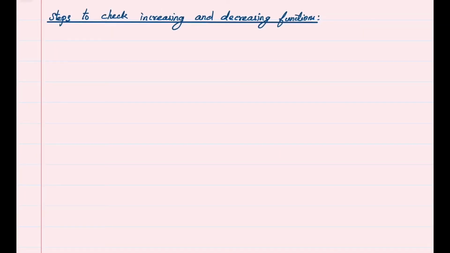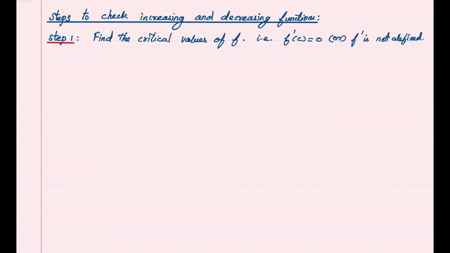Now let us see the steps to check whether the function is increasing or decreasing in the intervals of its domain. The first step is finding the critical values of the function f. What are critical values? c is a critical value if f'(c) is equal to 0 or f'(c) is not defined.